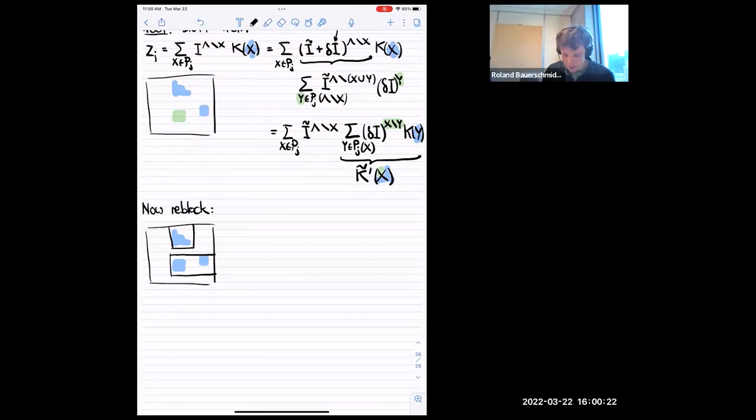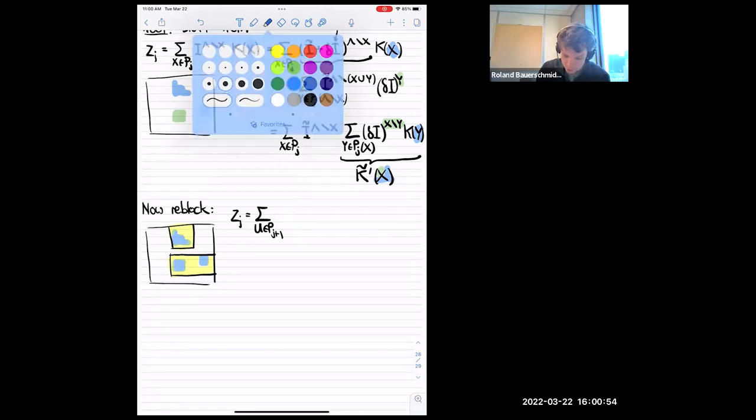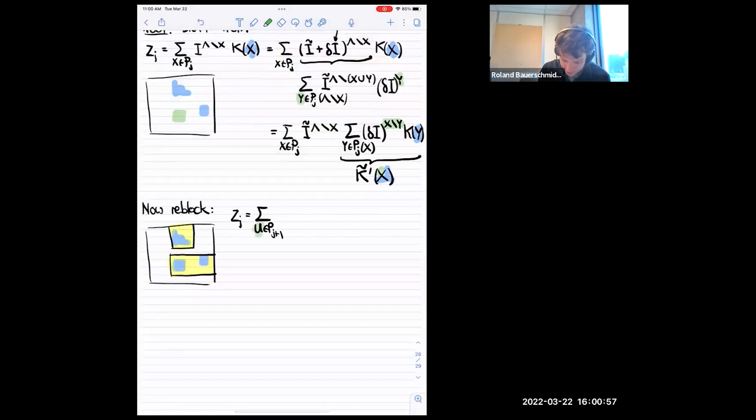So how do we do that? We go back to the formula from above. So that's the Z J. Instead of summing over X and scale J polymers, I'm now summing over U and scale J plus one polymers. And you should think of U as the union of the blue and yellow region. So those are the U's. So I guess the union of blue and yellow is green.